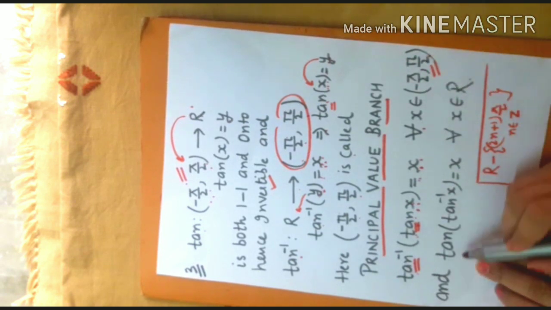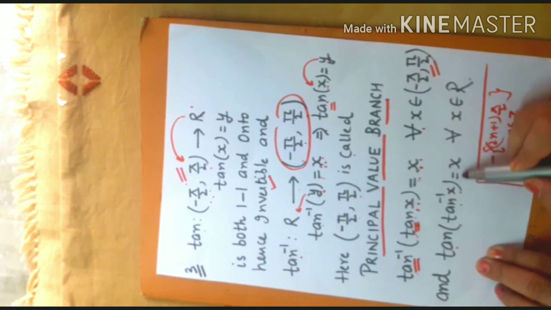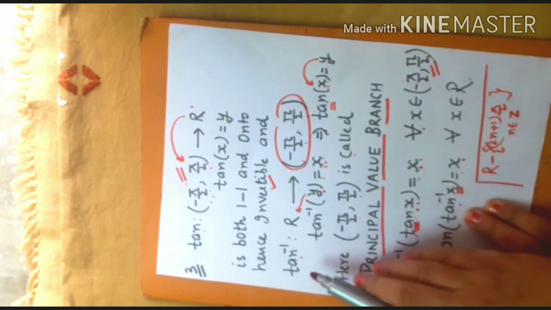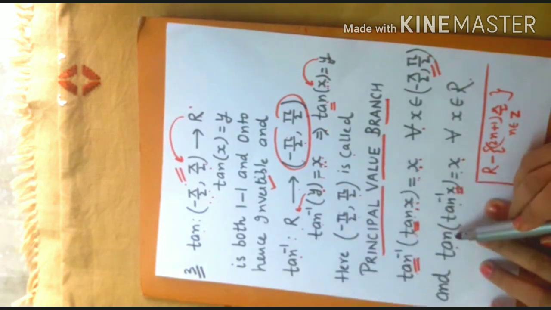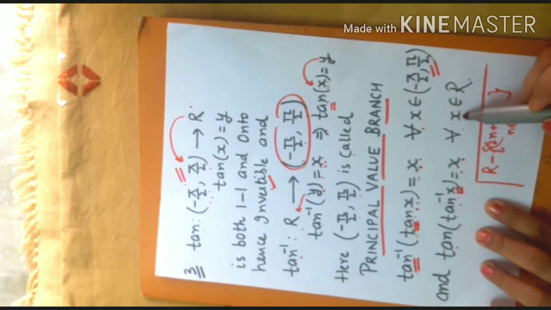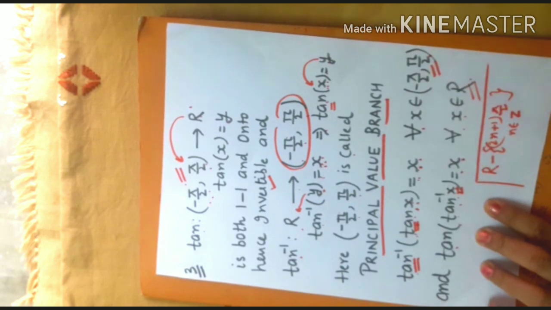And similarly, tan of tan inverse x will be equal to x, and here this x will come from the domain of tan inverse, which is R. So tan of tan inverse x will be equal to x for all x which belong to R.